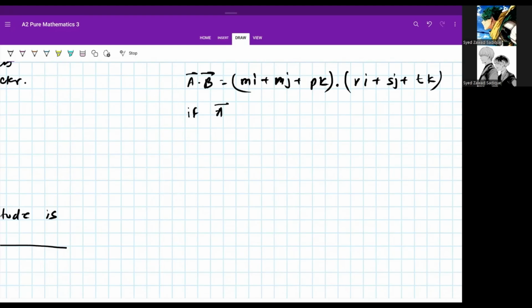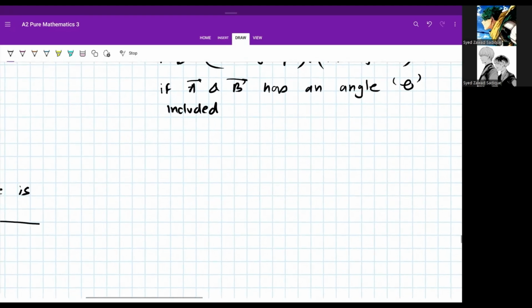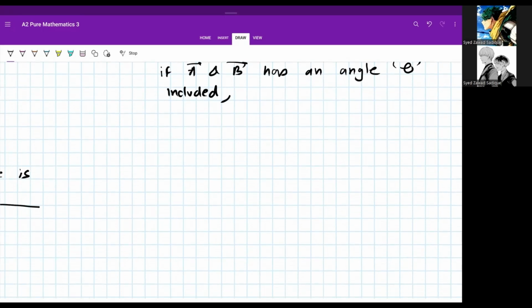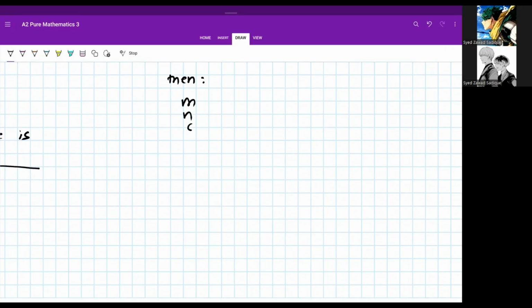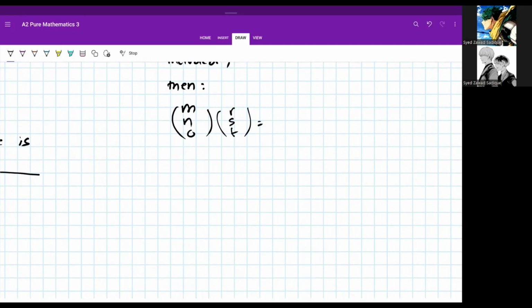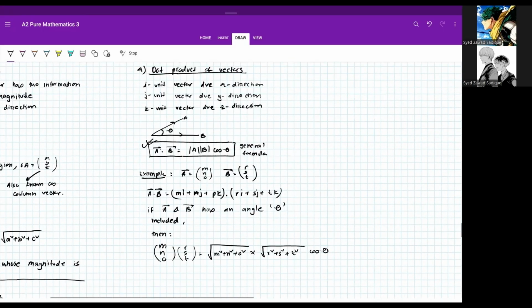If vector A and vector B have an angle theta included, then we can represent it as, then the representation becomes, watch, MNO dot RST is equal to the square root of M squared plus N squared plus O squared multiplied by the square root of R squared plus S squared plus T squared, cos theta. Nice. Next concept, concept number 5.